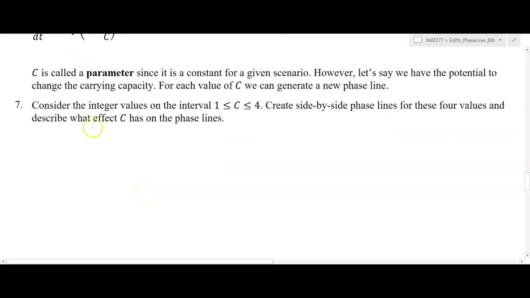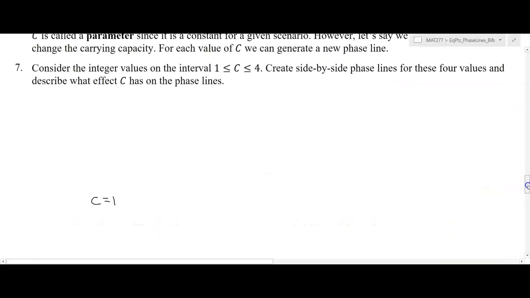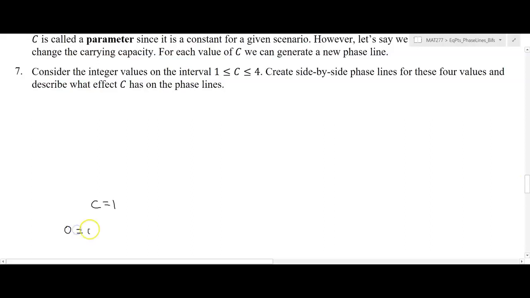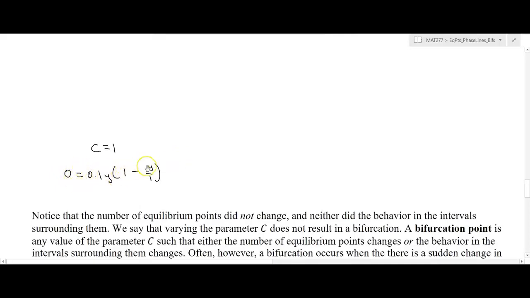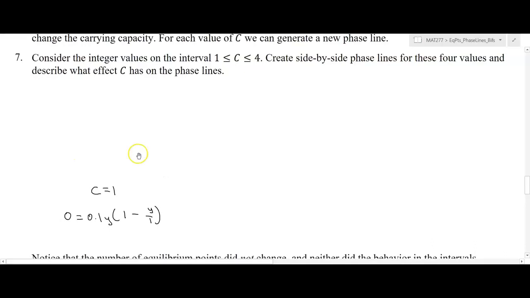So let's start off by doing an analysis for c equals 1. So if c equals 1, and I'm going to draw my phase line right above here, I'm going to be looking at equilibrium points of 0.1y times (1 minus y over 1). Okay, so to find the equilibrium points, there are a couple of ways you can do this. This one's factorable, but if you wanted to find the equilibrium points, one thing you could also do is graph the differential equation and look at the intersection points or the zeros of that function. So let me go ahead and do that in Desmos real quick.